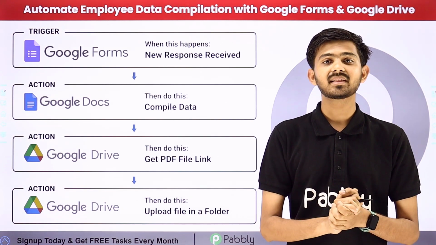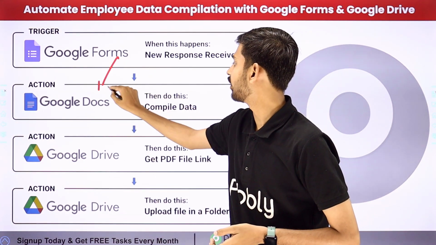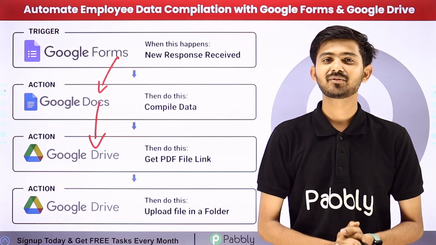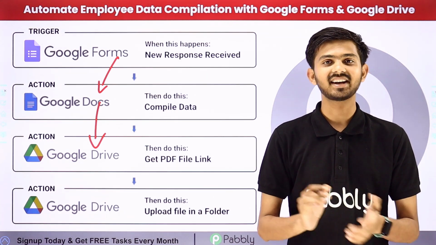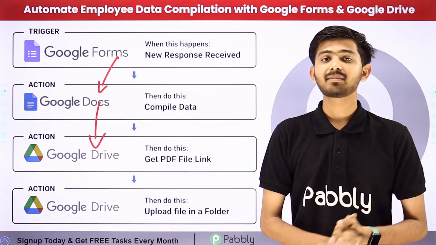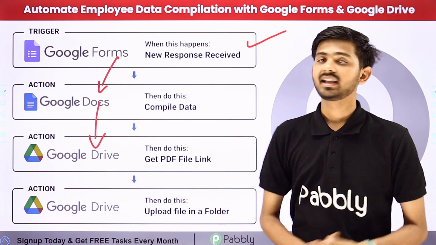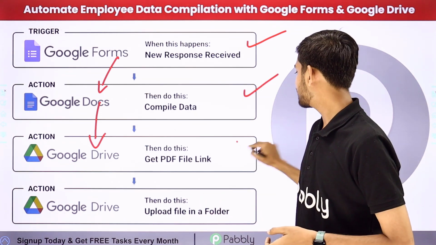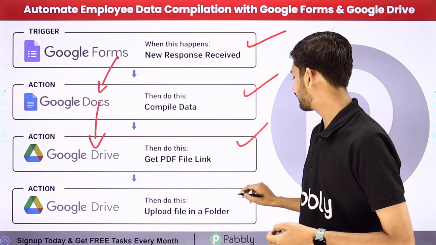So for that, I have to build a simple connection between Google Forms, Google Docs and Google Drive. So for building this connection, I'm going to use Pabbly Connect, which is an amazing software for automation and integration. In Pabbly Connect, I have to use trigger and actions. In trigger application, I'm going to use Google Forms. In action application, first I'm going to use Google Docs, then I'm going to use Google Drive, and in the last, again, I'm going to use Google Drive.